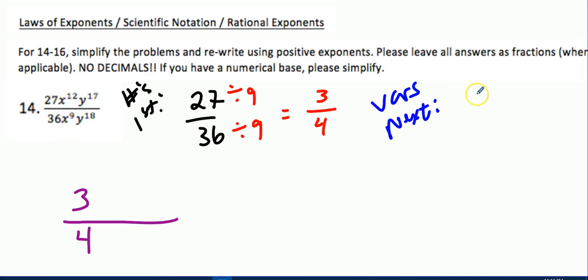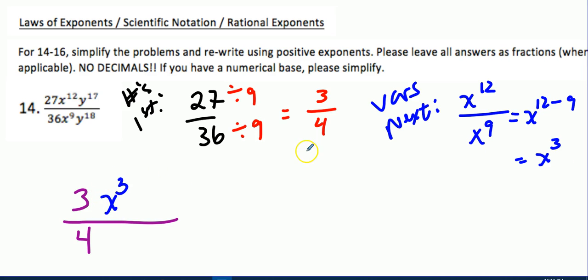Okay, variables next. So let's take x to the 12th over x to the 9th. Two ways you can look at it. One way you can see that the top part has 12 x's, the bottom part has 9 x's, so you're left with 3 x's on top. Another way of doing it is you could apply that property of x to the 12 minus 9, which is x to the 3rd. And that is on top because it is a positive exponent.